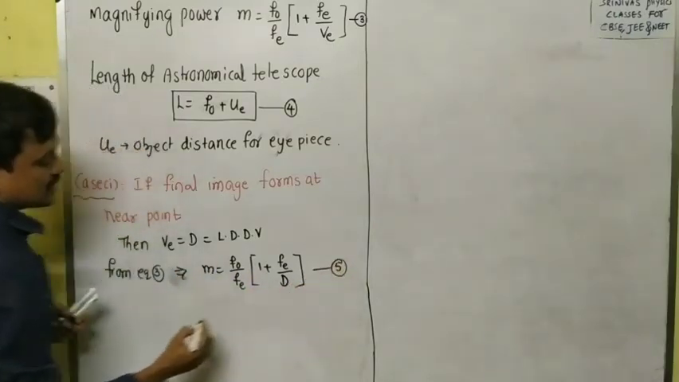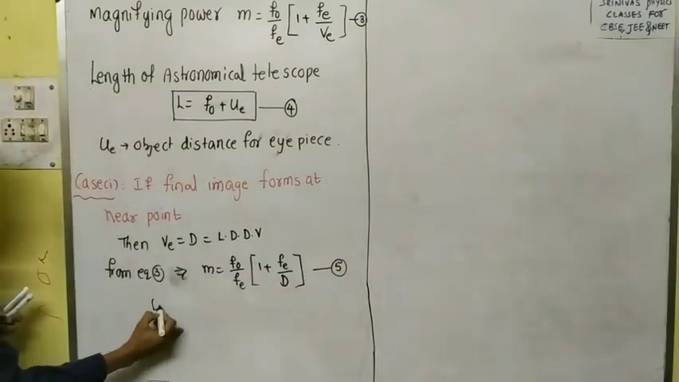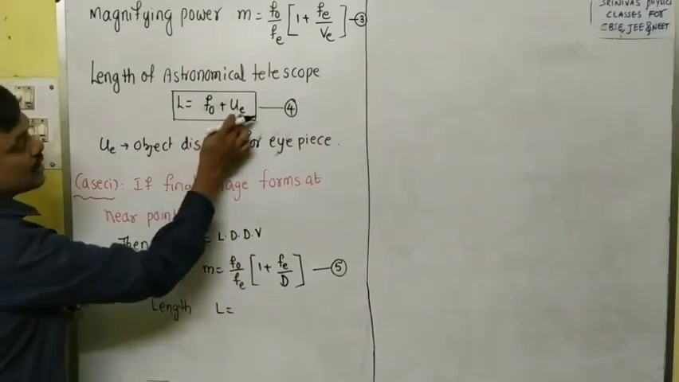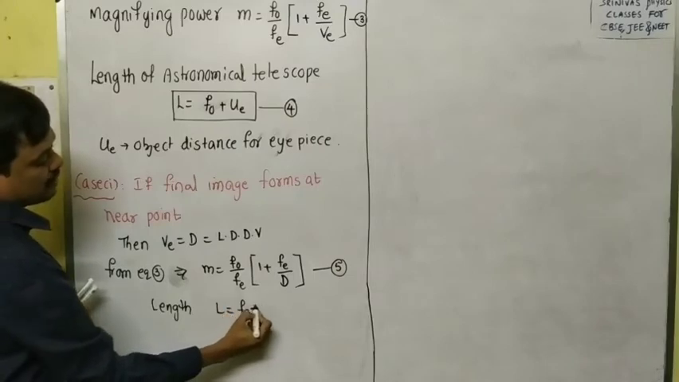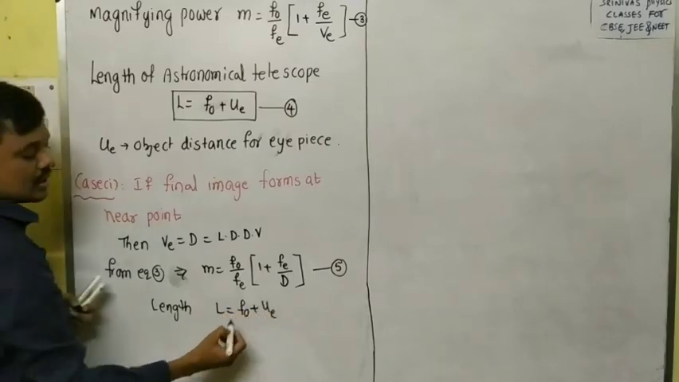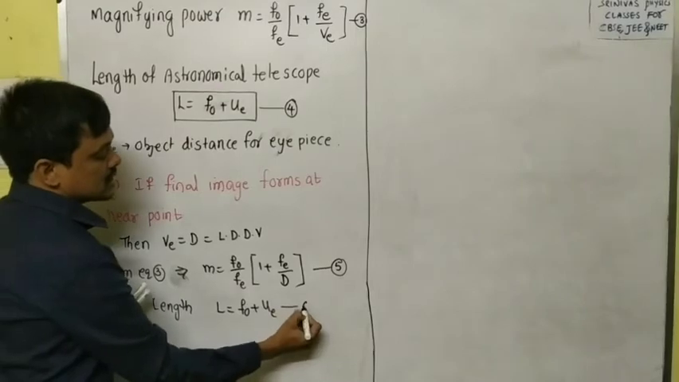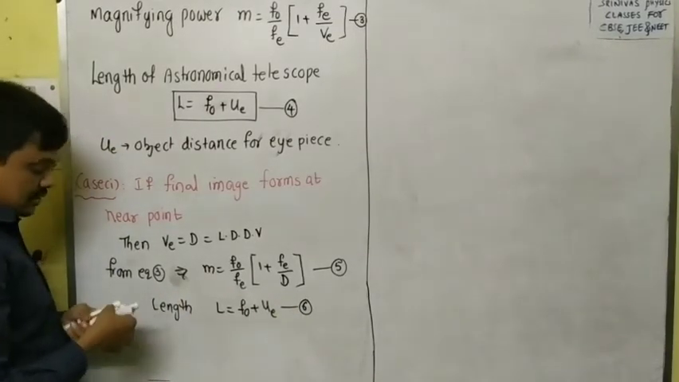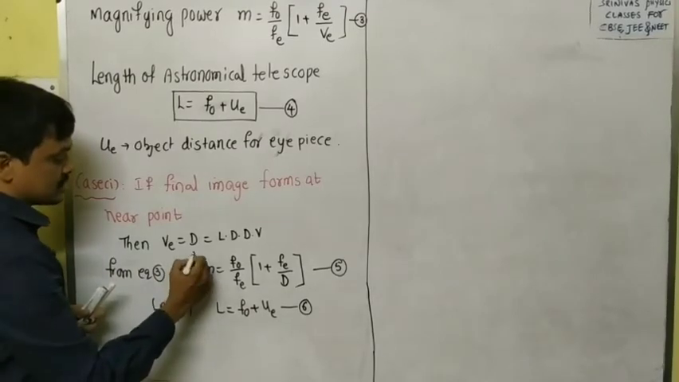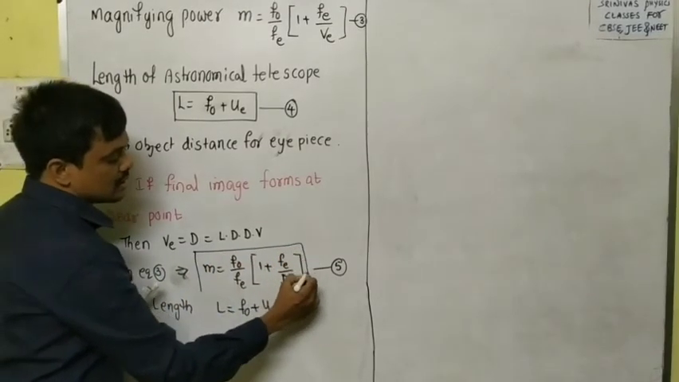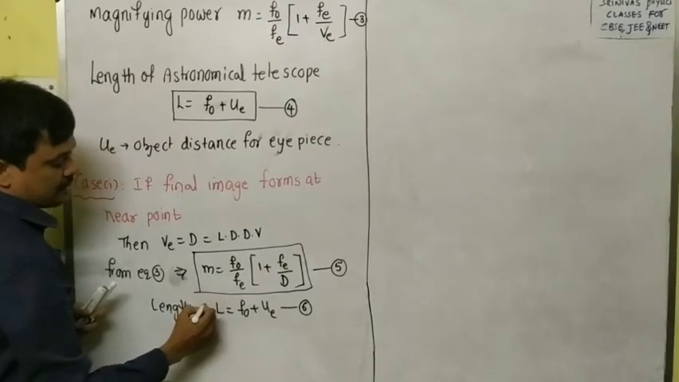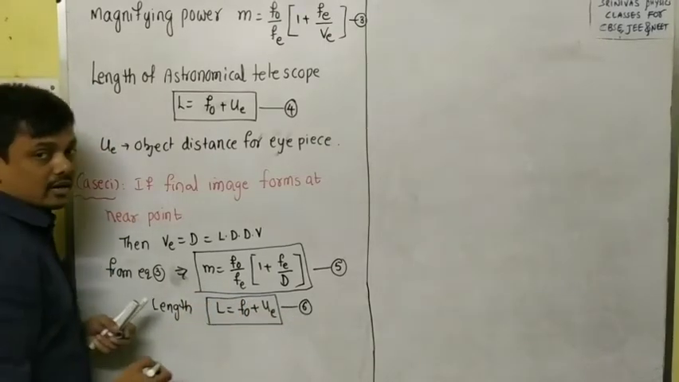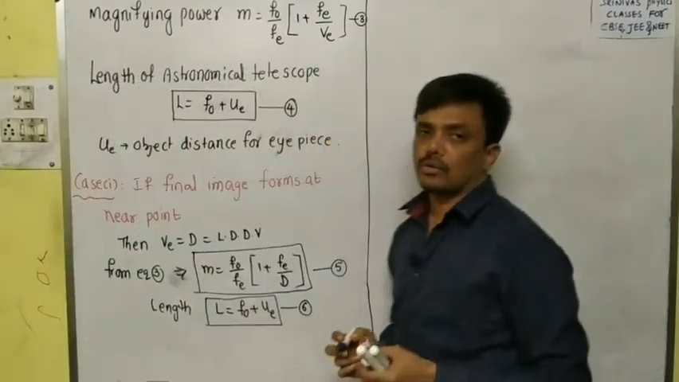And what about the length of the telescope? The length of the telescope is the same. There is no change in F0 and Ue. We write F0 plus Ue. This is equation 6. And these are the formulas when the final image forms at the near point, right? And if the final image forms at the near point, then what is the diagram? The diagram is the same one we drew in the beginning; we have to use it.